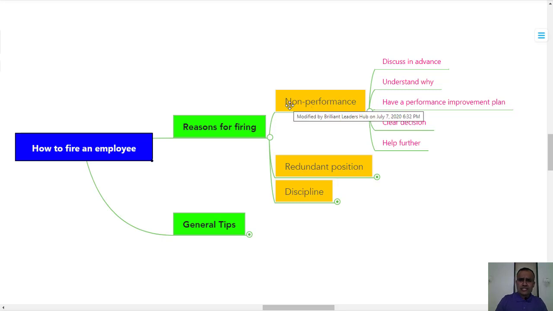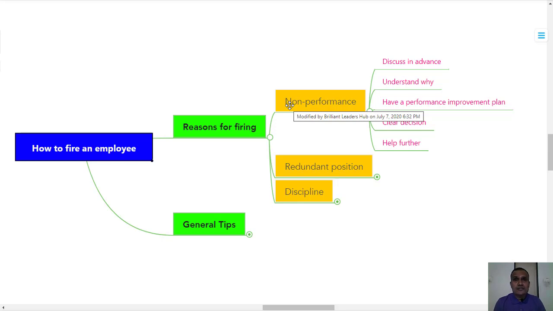So as far as non-performance is concerned, let us assume that that has been established. You need to discuss in advance. Don't just keep it to yourself or talk to everyone else but the person. So go and speak to the person involved in detail as to what your expectations are and what they have really been delivering. Okay. Next, try to understand why.